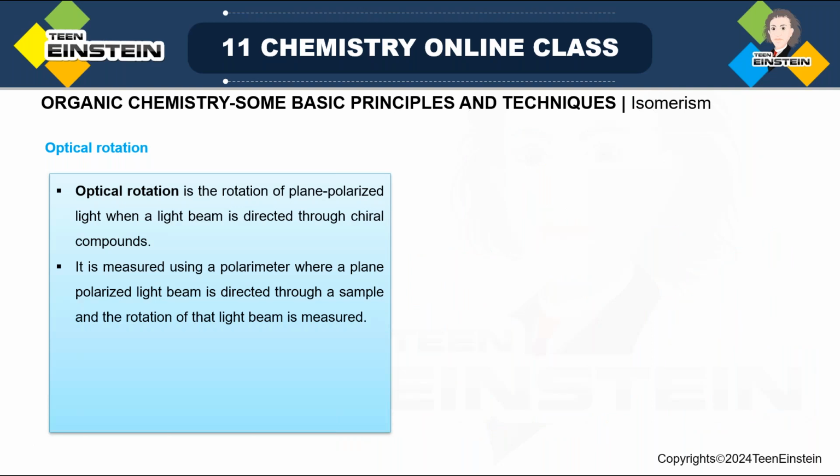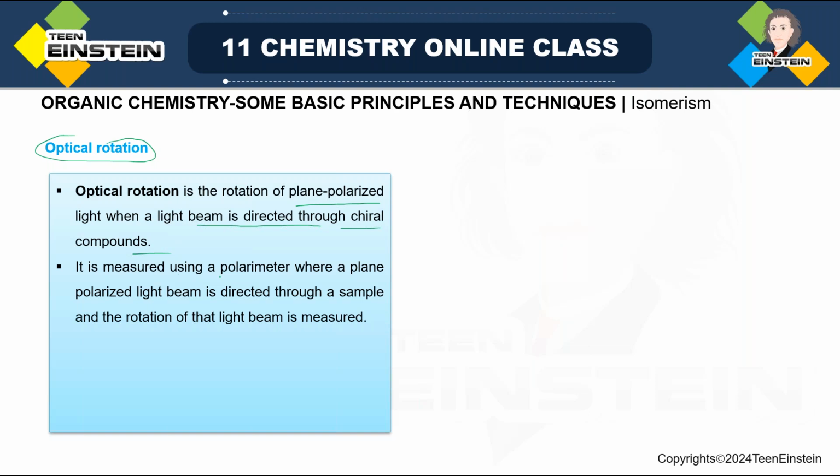Optical rotation. So we have seen what is plane polarized light, and when there is a chiral molecule, it can rotate the plane of this plane polarized light. Now what is optical rotation? We will see its definition. Optical rotation is the rotation of plane polarized light when a light beam is directed through chiral compounds. So when the light beam is passing through chiral compounds, these compounds have the capacity to rotate the plane polarized light, and there will be some rotation, and we call this optical rotation.